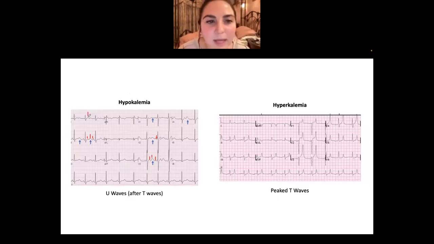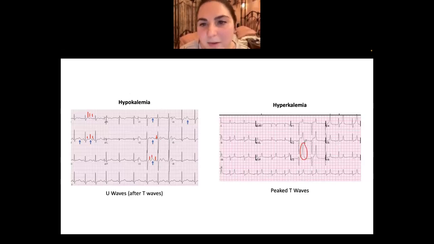Again, they're not going to be in every lead, because it can't pick up every single lead all the time. But like with the STEMIs and the pericarditis thing, even this one only looks like there's one T wave, no U, that's fine. If they're in multiple leads, then you're like, okay.